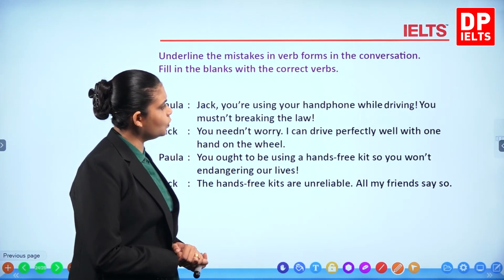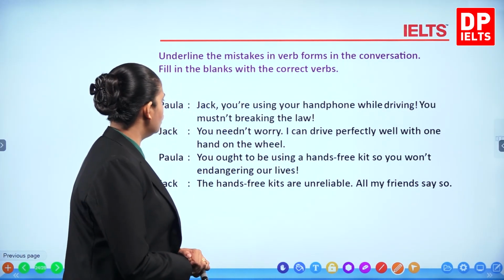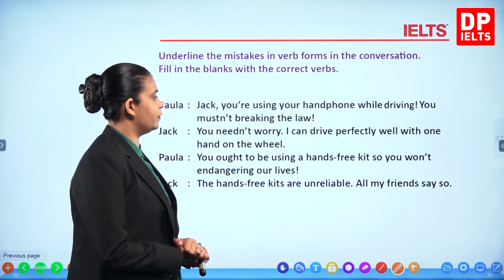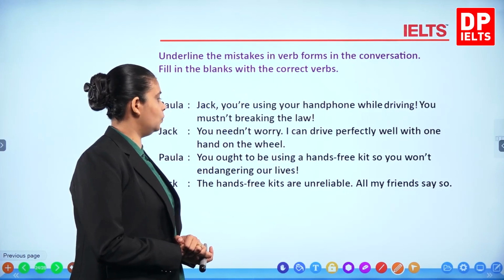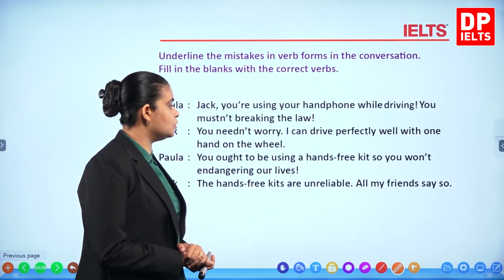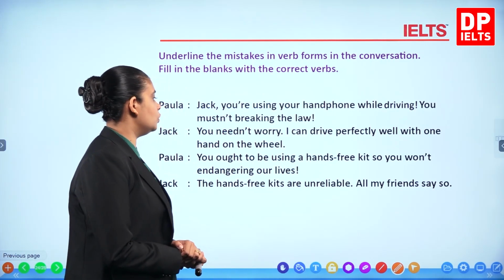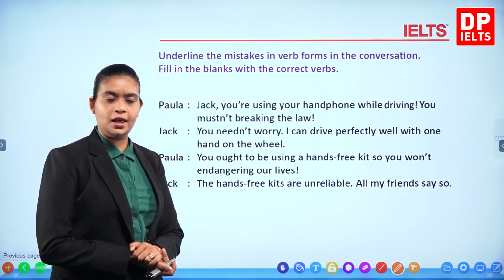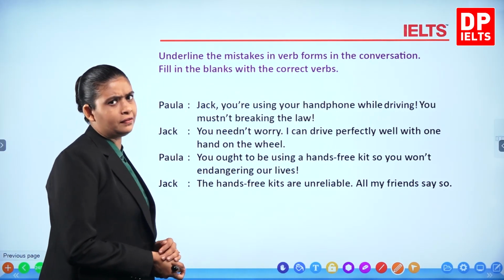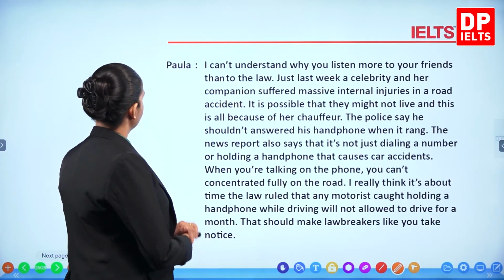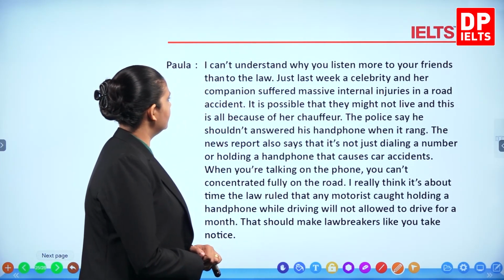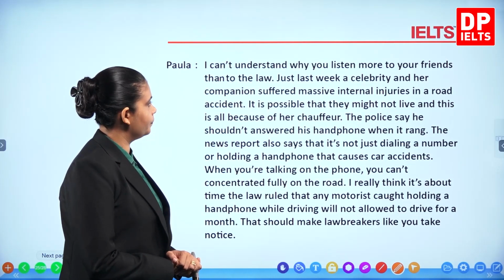Jack, you're using your handphone while driving. You mustn't breaking the law. You needn't worry. I can drive perfectly well with one hand on the wheel. You ought to be using a hands-free kit so you won't endangering our lives. The hands-free kits aren't reliable. All my friends say so. So, moving on. I can't understand why you listen to your friends than to the law.